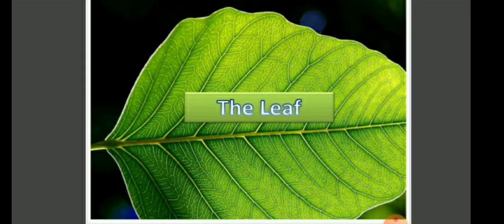Children, yesterday we discussed the stem. Today our topic is the leaf. Children, you know the leaf is a flattened green structure which arises from the node of a stem or its branches, so the leaves differ in shape and size.